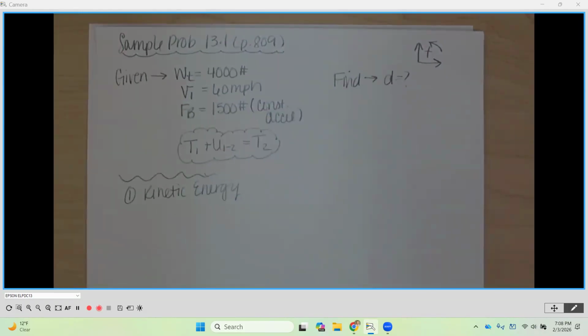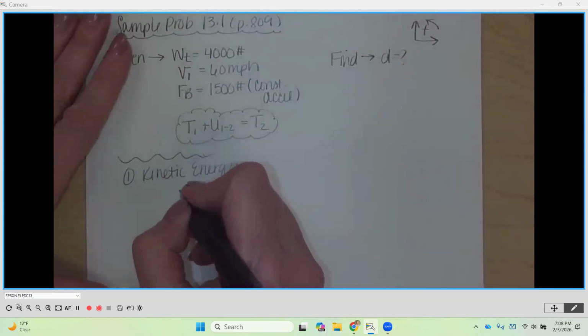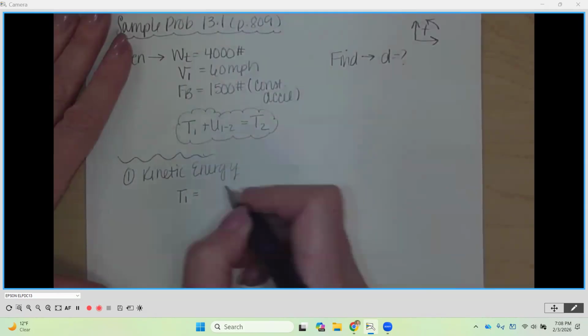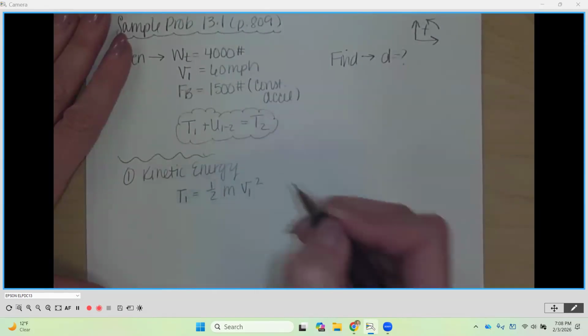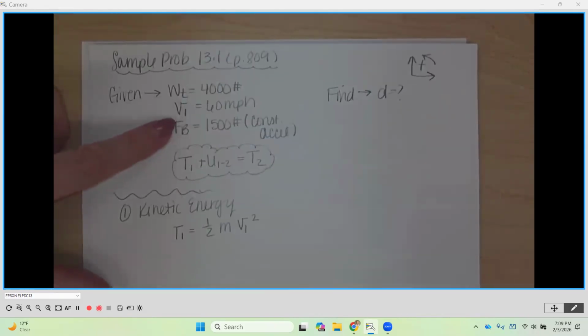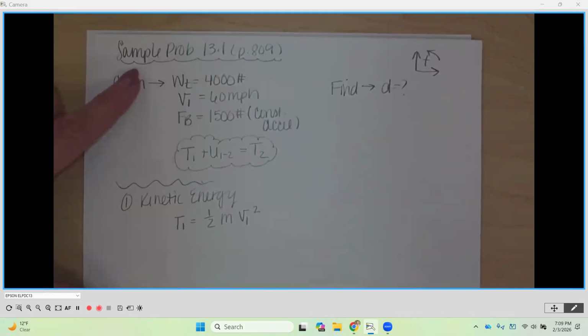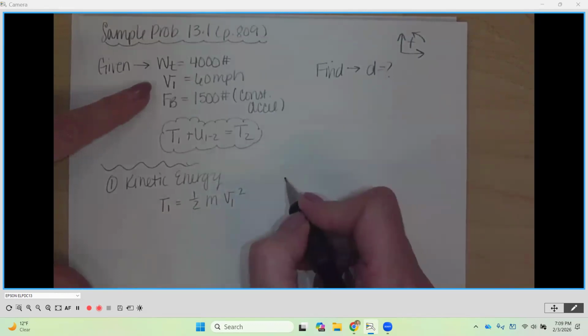So kinetic energy. We'll start with position 1, as we're starting. T1 is equal to 1/2 m v1 squared. Now, our velocity 1 is 60 miles per hour. We're in English units, so we need to have everything in feet and seconds. So we need to convert that 60 miles per hour to feet per second.